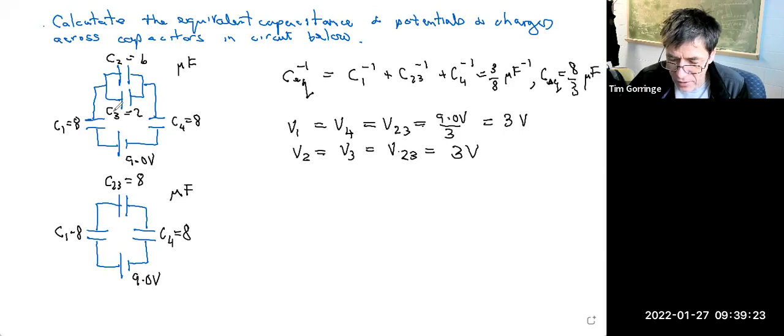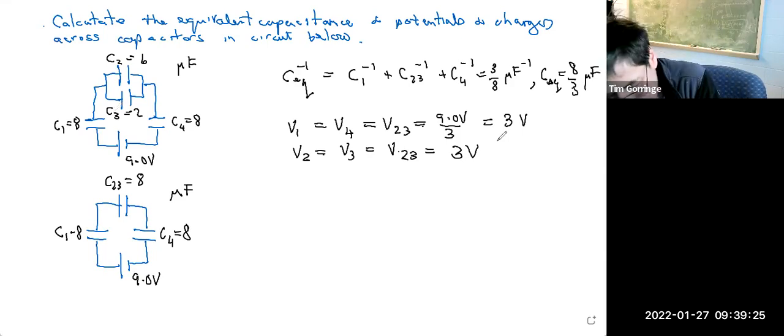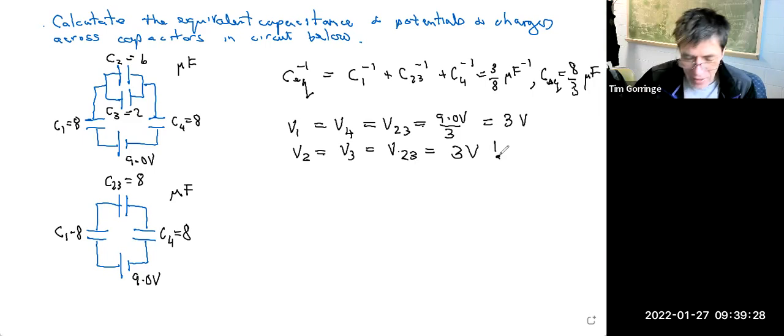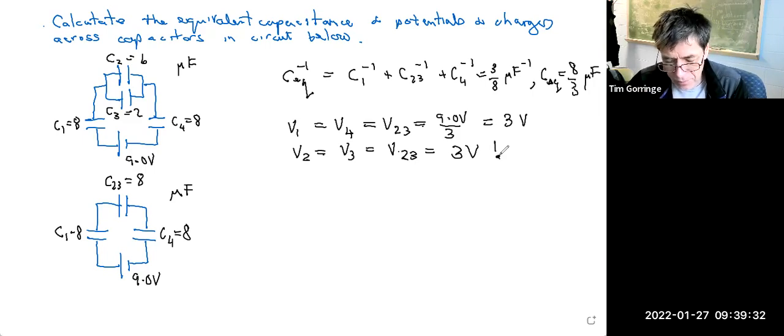So actually, in this special circuit here, every capacitor has the same voltage across. Every capacitor has 3 volts.